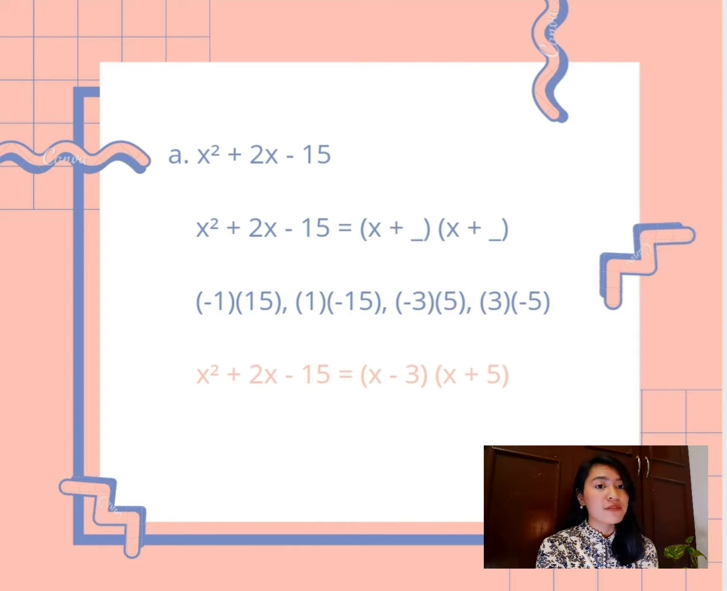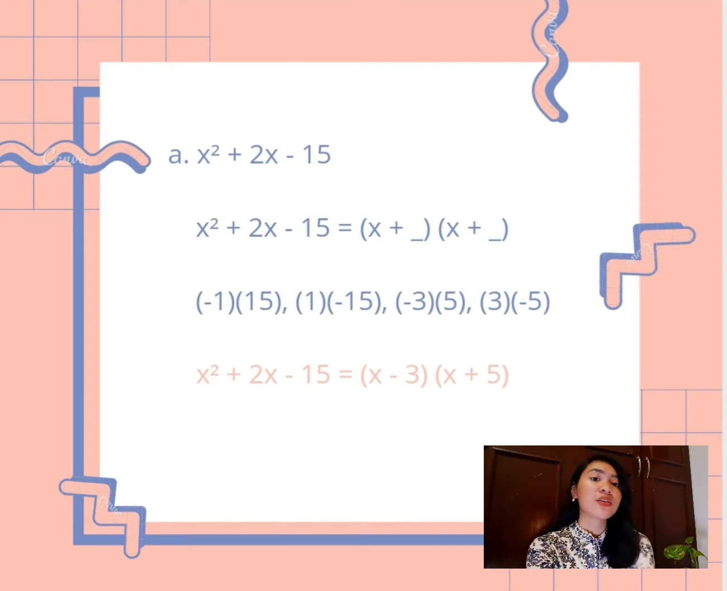Okay, since we have x squared on the first term, we now know that we will factor it out in the form of x squared plus 2x minus 15 is equals to x plus blank times x plus blank. So doing this, we should get all the possible factors of negative 15, wherein when we simplify those two numbers, we will get the sum or the difference of 2x, which is our second term.